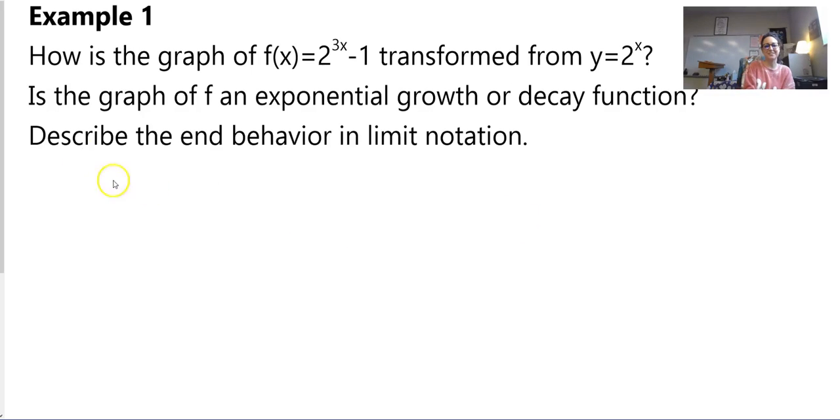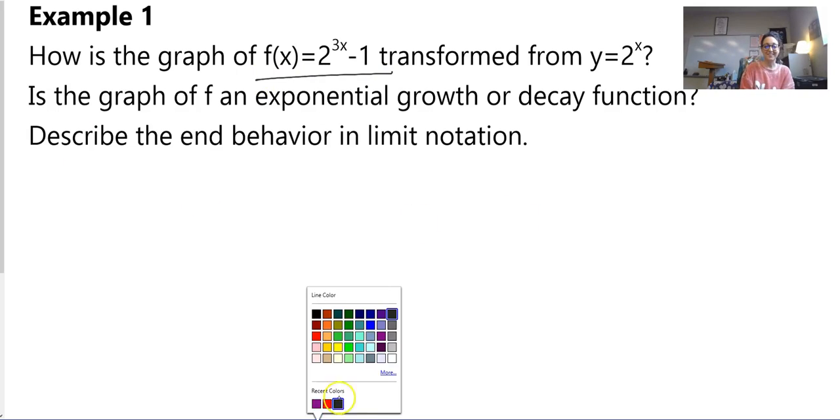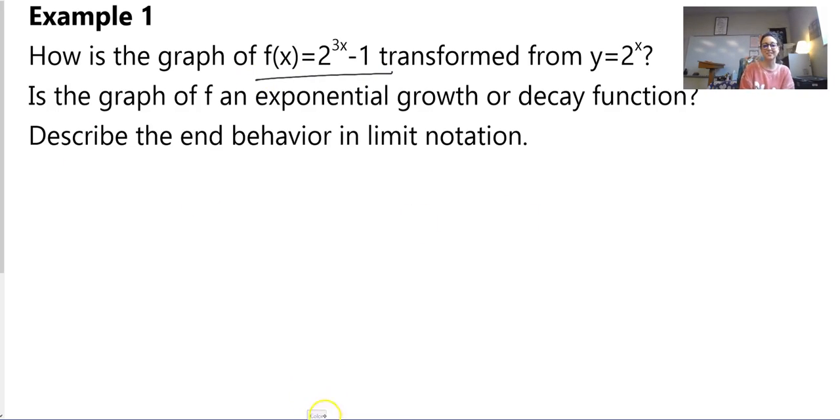All right, force pause on your screen. Can you go ahead and copy f of x in your notes for me? Okay, so let's try example 1. It says, how is the graph of f of x equals 2 to the 3x minus 1 transformed from y equals 2 to the x?